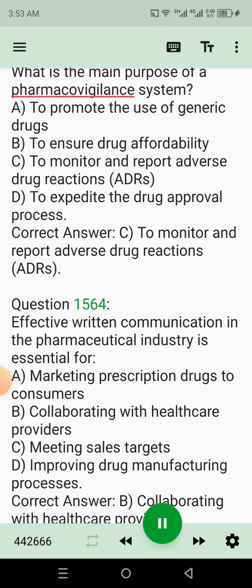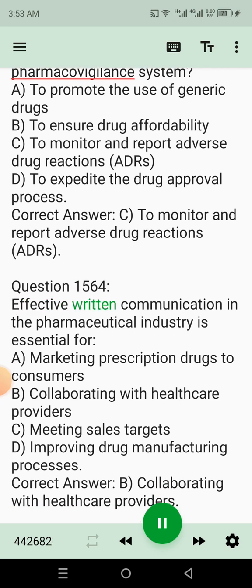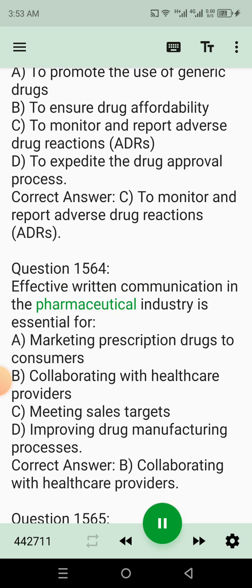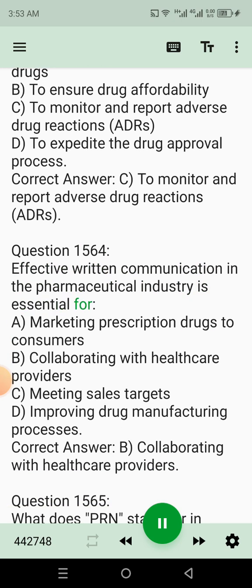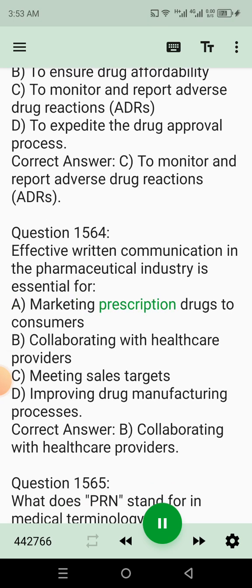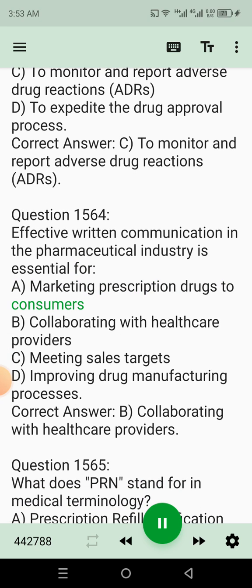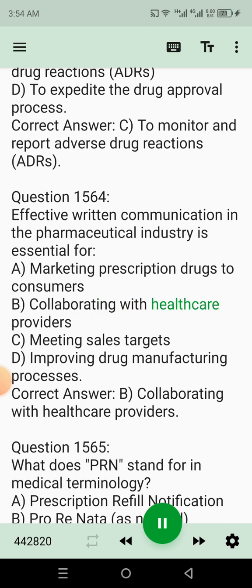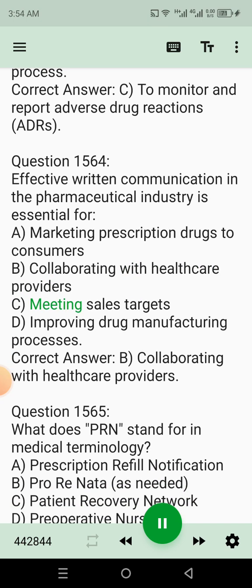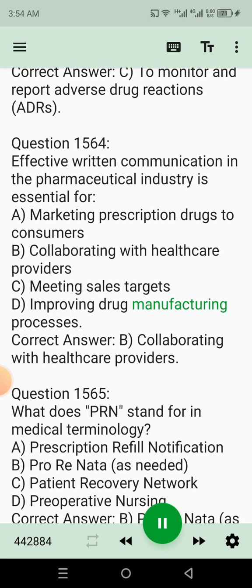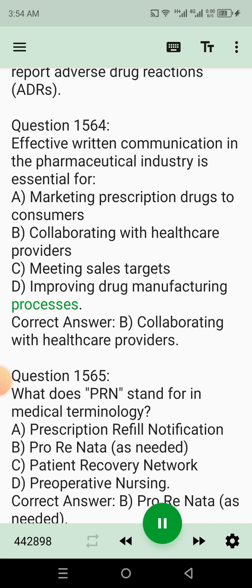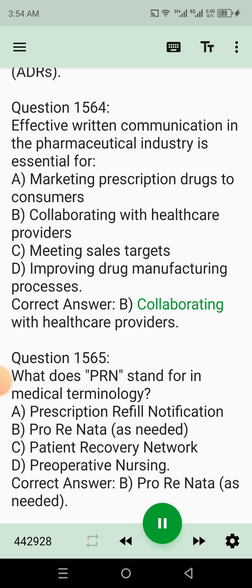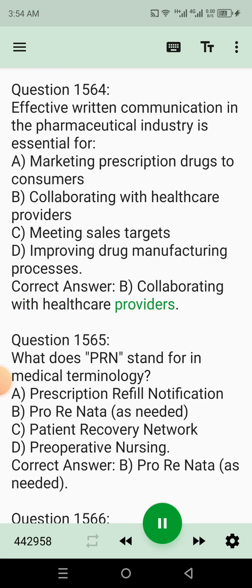Question 1564. Effective written communication in the pharmaceutical industry is essential for A. Marketing prescription drugs to consumers. B. Collaborating with healthcare providers. C. Meeting sales targets. D. Improving drug manufacturing processes. Correct answer. B. Collaborating with healthcare providers.